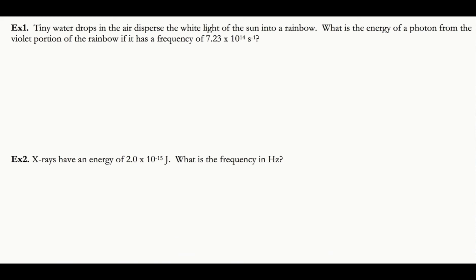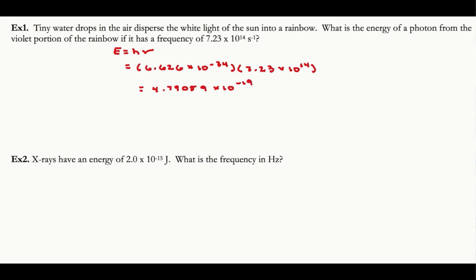All right, for number 1, it says tiny water drops in the air disperse the white light of the sun into a rainbow, as we just discussed. What is the energy of a photon from 7.23 times 10 to the 14th seconds to the negative 1? All right, so I've got my formula. Energy equals Planck's constant times my frequency, my nu. Okay. I'm solving for energy. I know my Planck's constant. I'm going to multiply that by my frequency. And the unrounded value that I get is 4.7905, and I'm going to stop after the 9, times 10 to the negative 19.